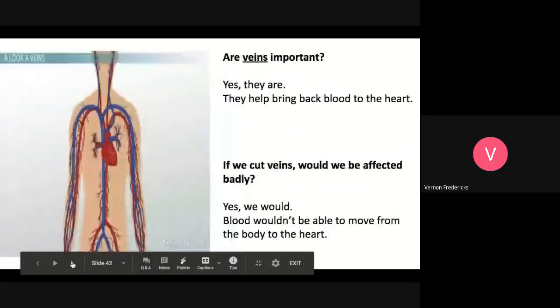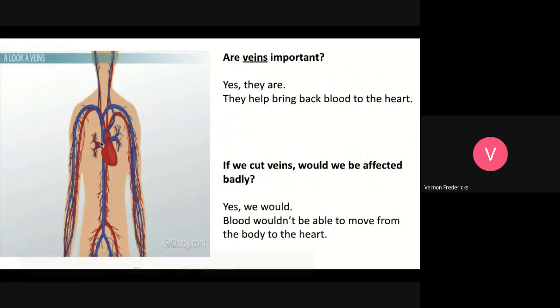Okay, next slide. Okay, talking about veins now. Veins, the veins from the heart right through our body. Are veins important? Yes, they are. They help bring back blood to the heart. If we cut veins, would we be affected badly? Yes, we would. Blood wouldn't be able to move from the body to the heart. So if we don't have veins, the heart doesn't get blood, and that can mean our death.